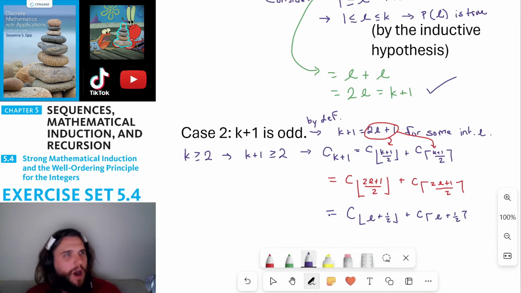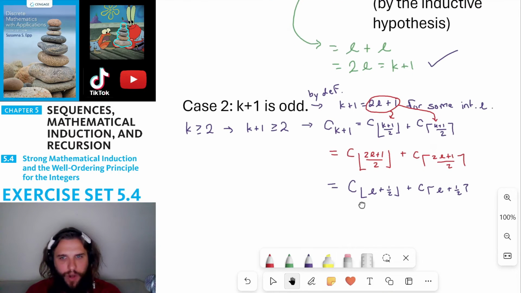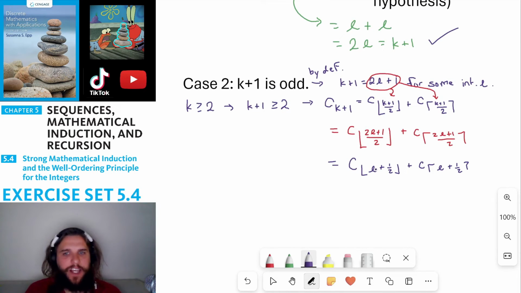So let's think about what happens when we round down or round up these numbers here. This L plus 1/2. Since L is an integer, then L plus 1/2 will round back down to L. So this is the same thing as C sub L. C sub the ceiling of L plus 1/2, since L is an integer, L plus 1/2 is going to round up to the next integer, which in this case will be C sub L plus 1.